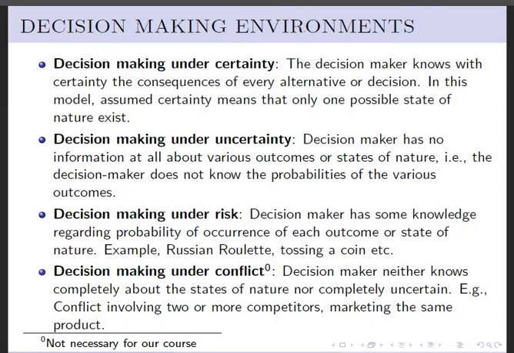Thirdly, decision making under risk, in which the decision maker has adequate information to assign probability to the happening or non-happening of each possible event. For example, tossing a coin, rise and fall in the share markets, or in other words, bull and bear in share markets. Finally, decision making under conflict, in which decision makers are not sure about states of nature, for example, in a conflict or in a cricket match.